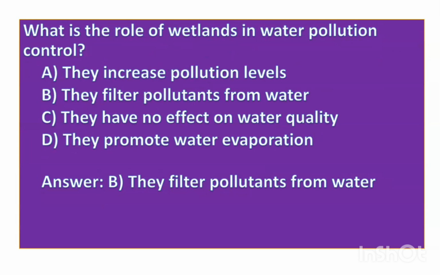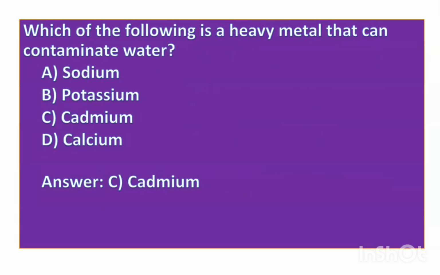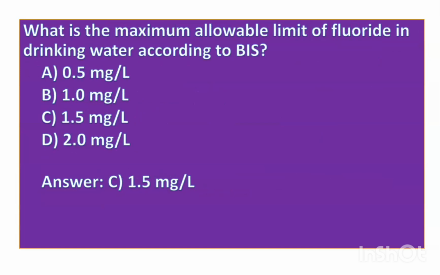What is the role of wetlands in water pollution control? Options: they increase pollution levels, they filter pollutants from water, they have no effect on water quality, they promote water evaporation. Answer: they filter pollutants from water. Which of the following is a heavy metal that can contaminate water? Options: sodium, potassium, cadmium, calcium. Answer: cadmium. What is the maximum allowable limit of fluoride in drinking water according to BIS? 0.5 milligram per liter, 1.0 milligram per liter, 1.5 milligram per liter, 2.0 milligram per liter. Answer: 1.5 milligram per liter.